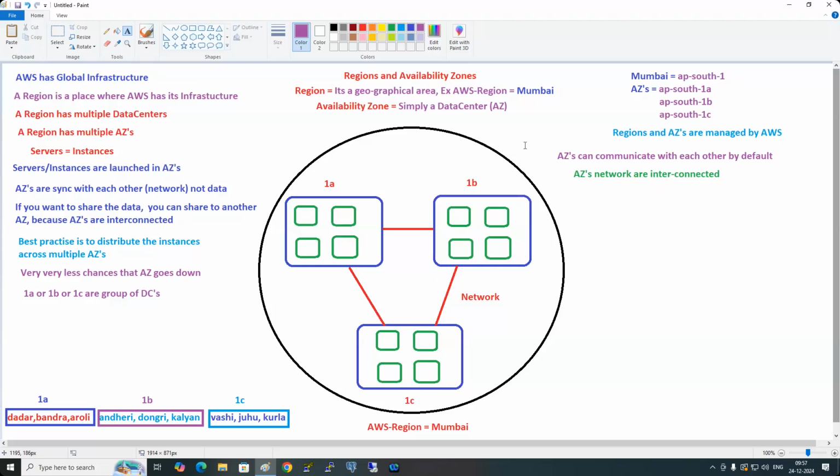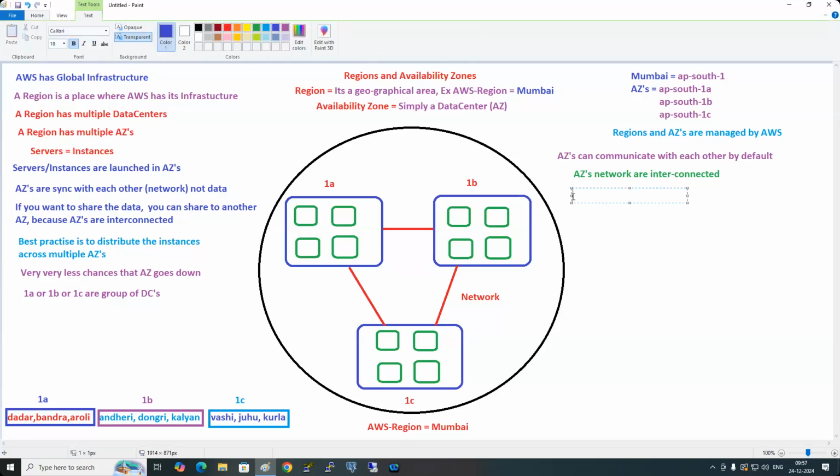What is that? Latency. There are two types of latencies. Number one, we call it low latency, and the other is high latency. Which one is good? Low latency or high latency? Low latency is good, whereas high latency is bad.